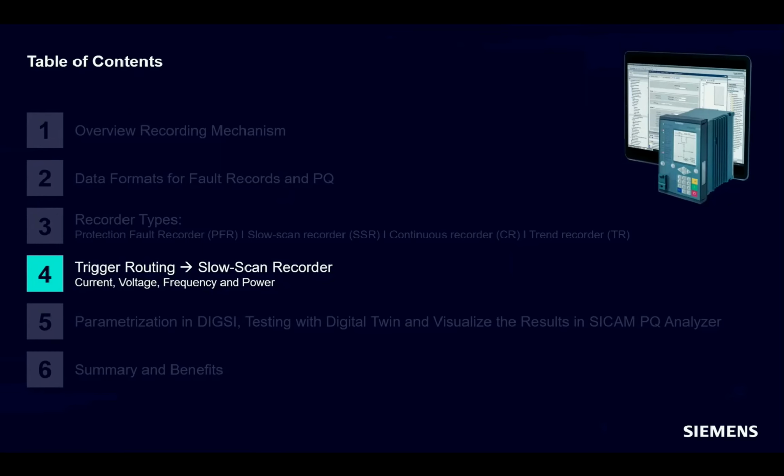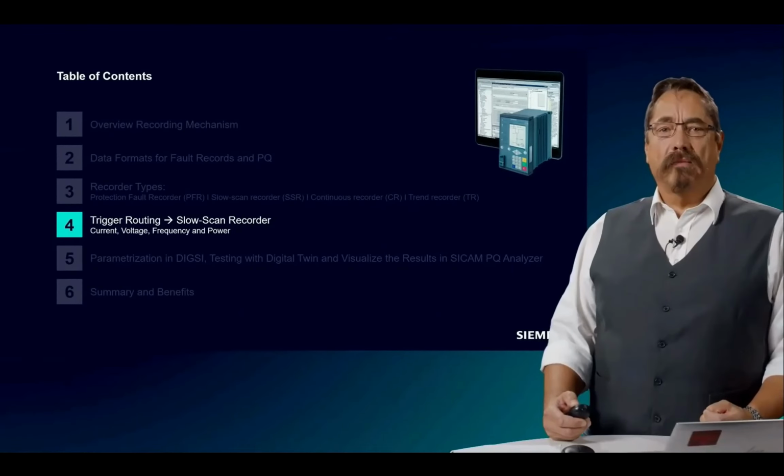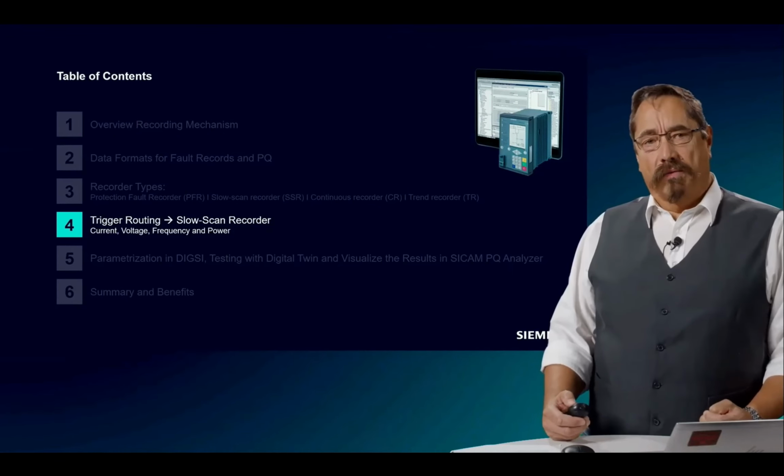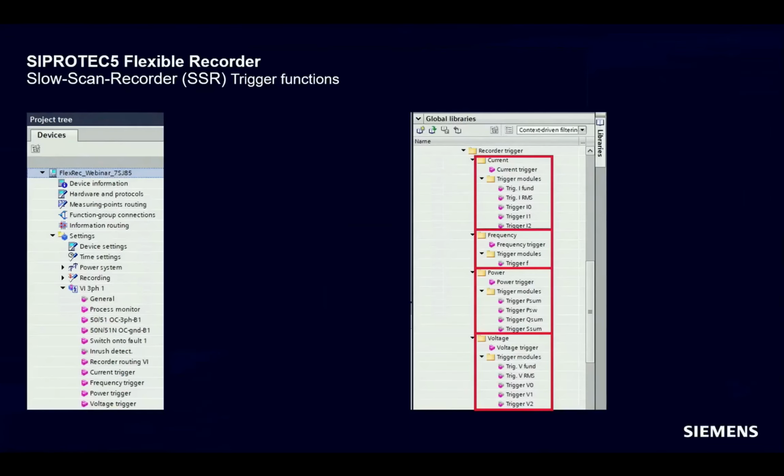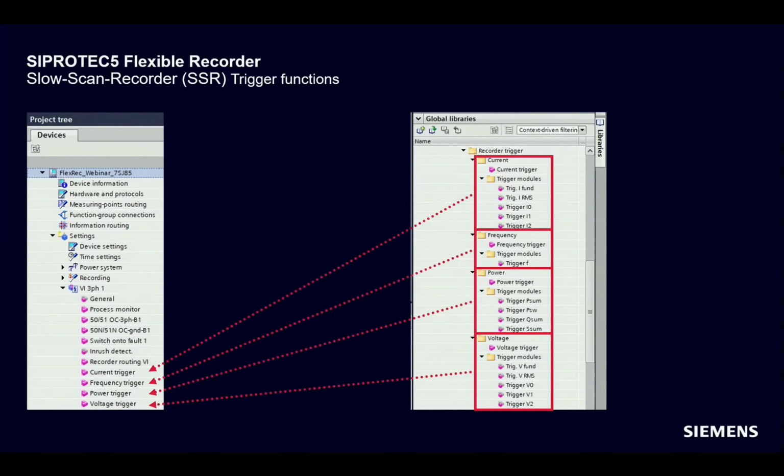In the next chapter, I would like to introduce you to the new trigger mechanism for the slow scan recorder. The chapter recorder trigger in the library offers trigger functions for current, frequency, power, and voltage. Current and voltage cover function blocks for fundamental, RMS, positive, negative, and zero sequence systems. Drag and drop the desired function from the library into the function group voltage current three phase of the device. Now we will take a look into the trigger settings.